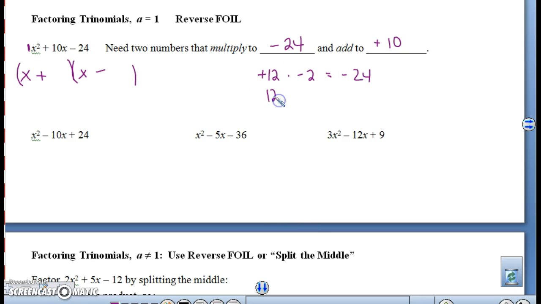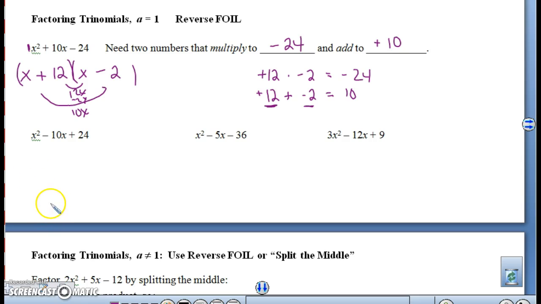And positive 12 plus negative 2 will give me 10. So for this to work, I need plus 12 and I need minus 2. So when I put this in, 12 would go with the plus, 2 would go with the minus. You can even do your smiley face check to make sure it works. 12x minus 2x is 10x. So x plus 12, x minus 2. Signs are crucial when you do these.